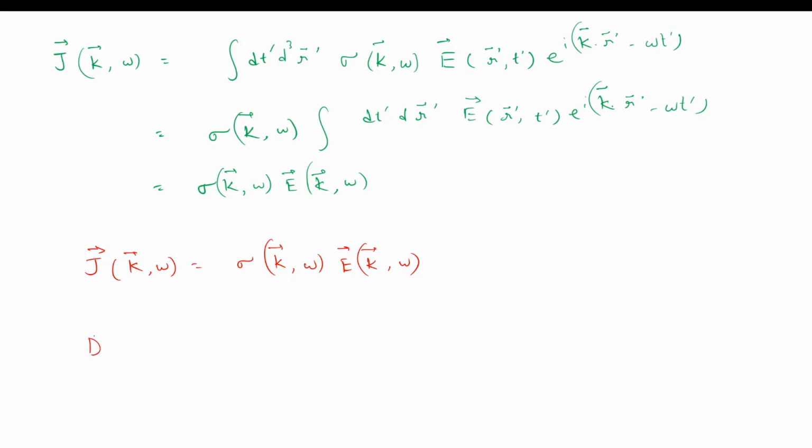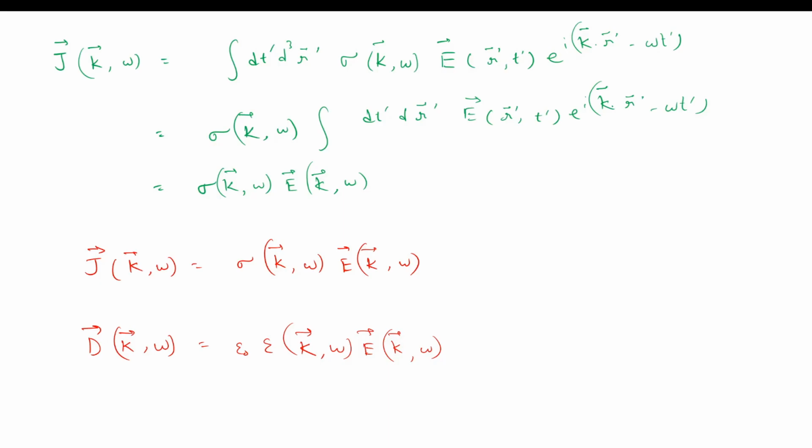Similarly, with exactly the same procedure, we can do the same with the electric displacement. So epsilon k omega E k omega. So we have these two equations now.